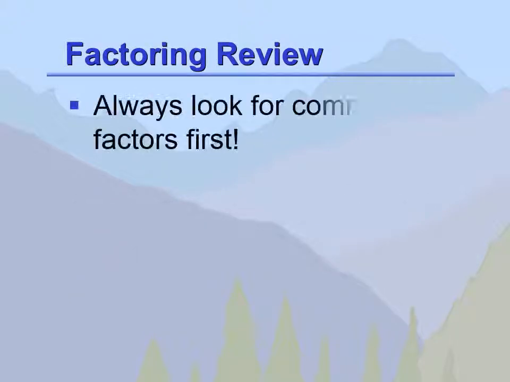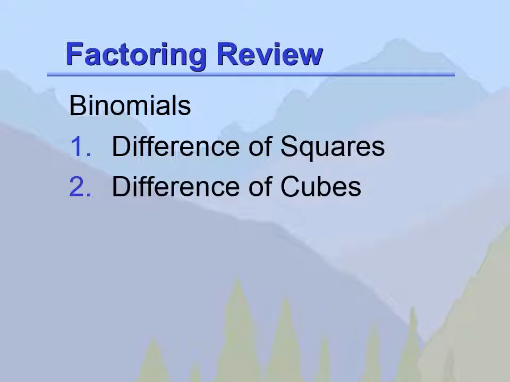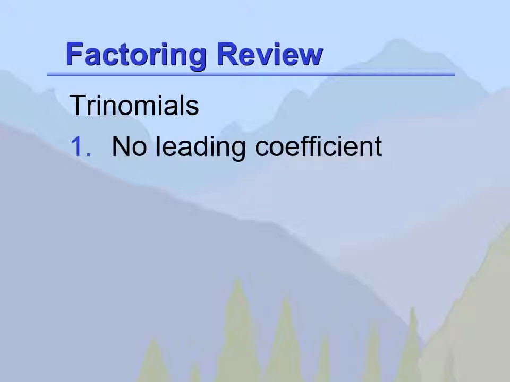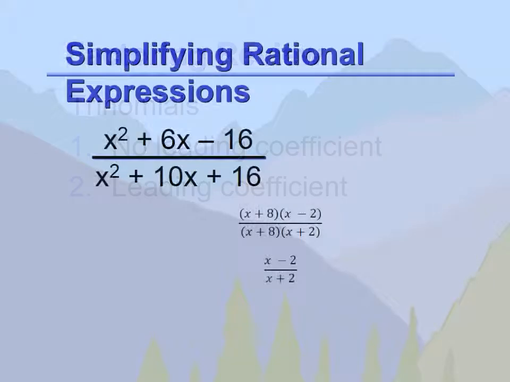So factoring review. Always look for common factors first. For binomials, there are a couple of rules you need to remember. There's difference of squares and difference of cubes. You have to remember how to do those. There's also sum of cubes. For trinomials, we usually use the reverse box method. So you have to know how to factor trinomials without a leading coefficient and with a leading coefficient. The box method works for both of those.